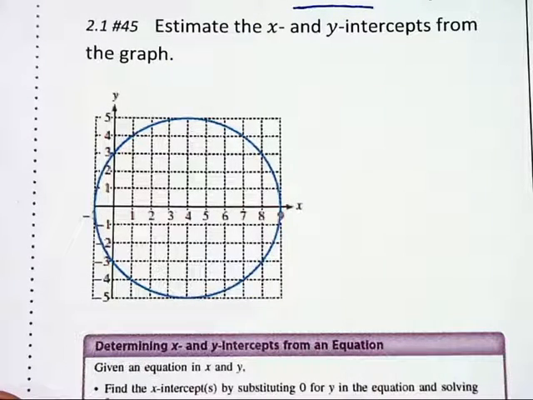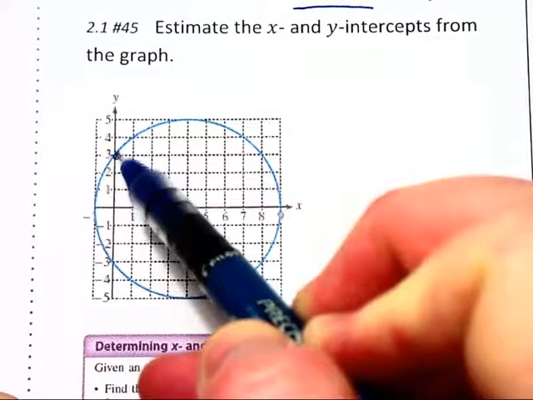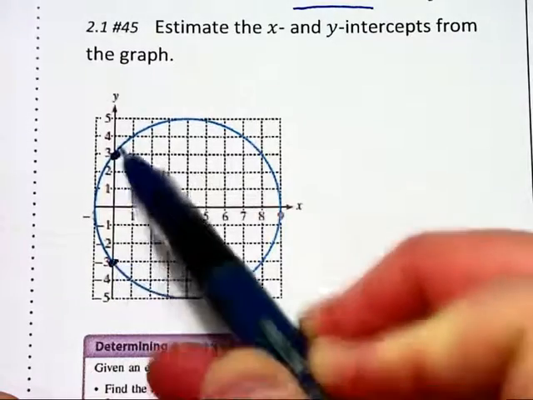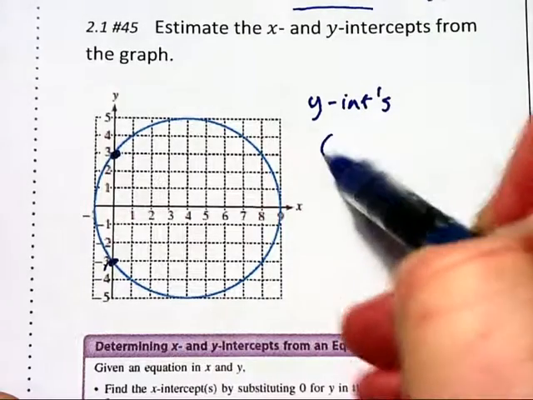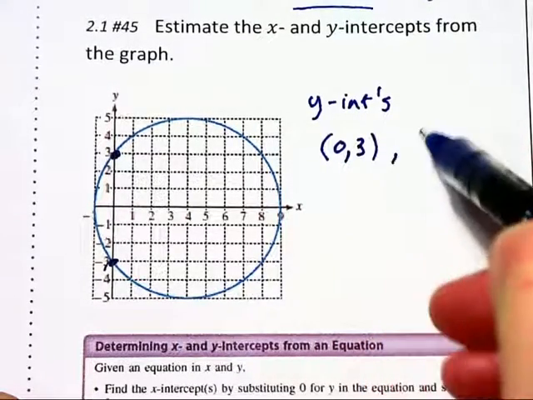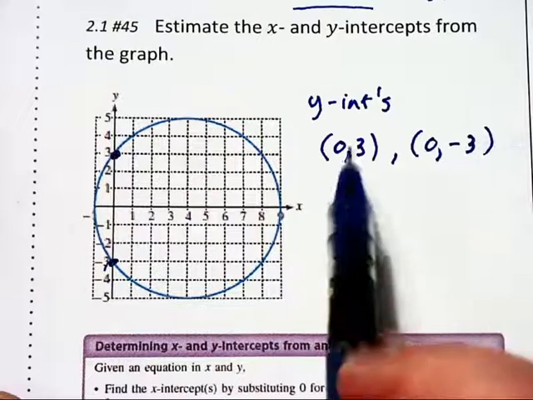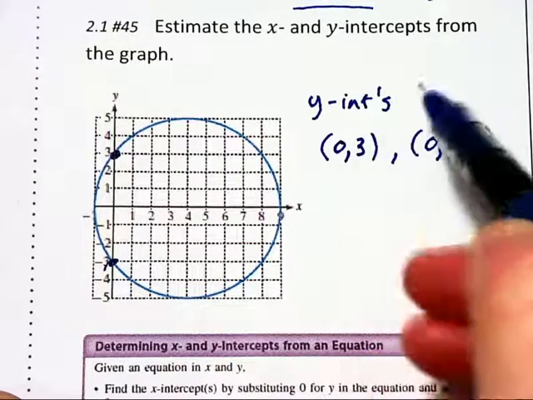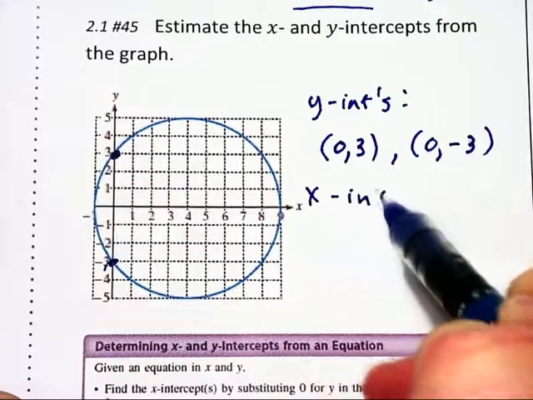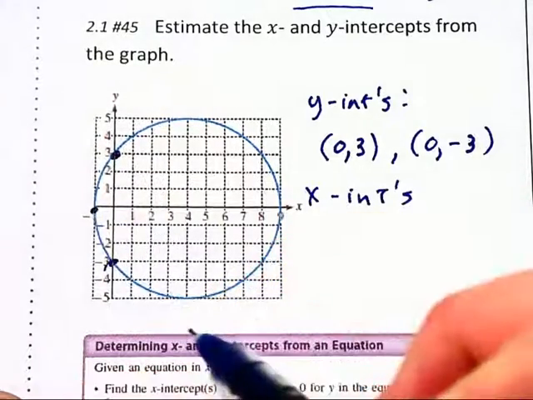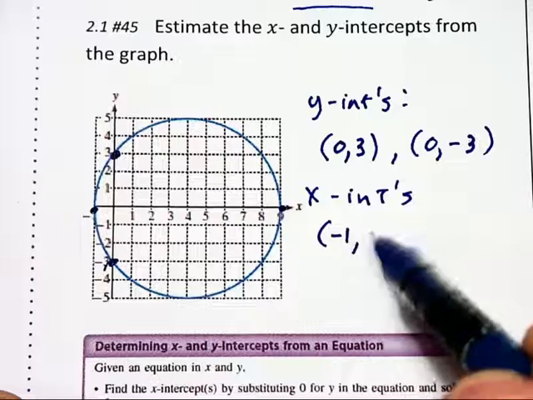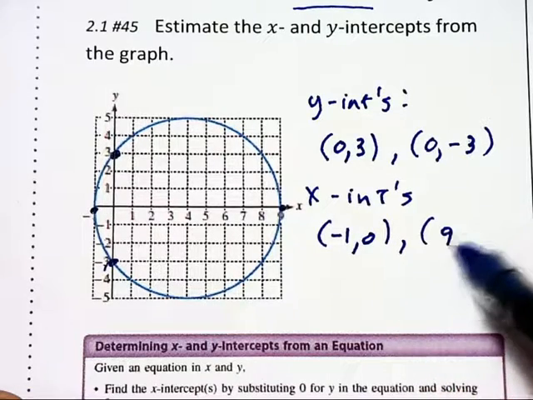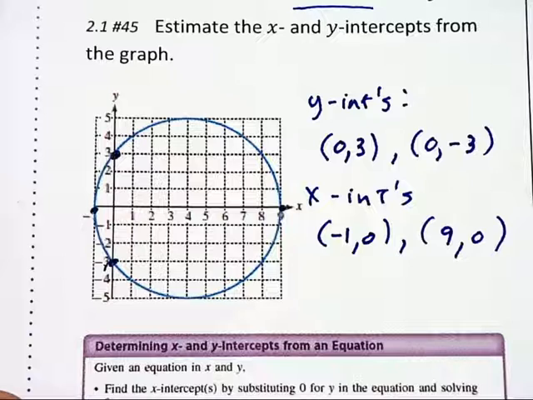This next problem asks us to identify the x and y-intercepts, and to me this is a little too easy for this course. Notice the y-intercepts are at plus and minus 3, so let's start with that. Y-intercepts, that would be 0, 3 and 0, negative 3, always writing them as a coordinate point. And for the x-intercepts, we can see at the left we have one at negative 1, and at the right we have one at 9. So negative 1, 0 and 9, 0 will be those x-intercepts.